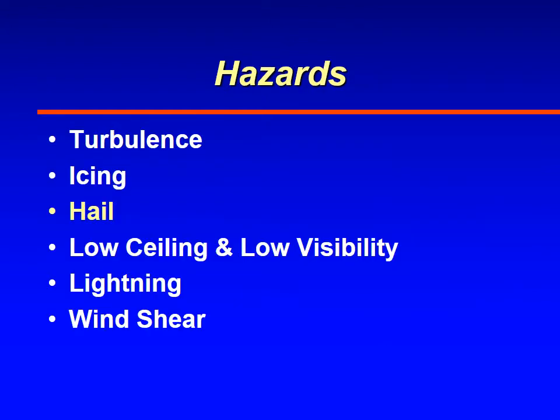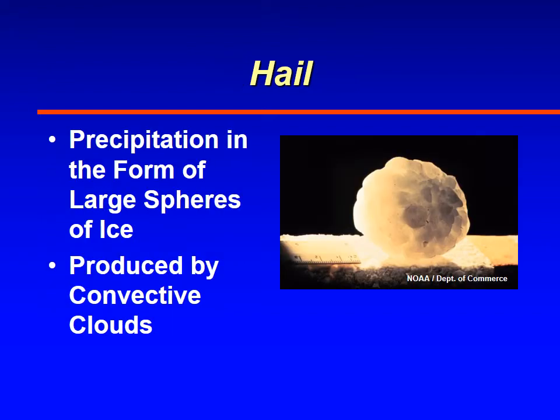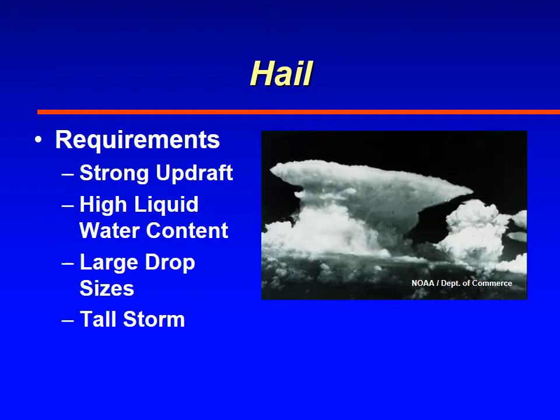Another hazard associated with thunderstorms is hail. It's pretty obvious that hail comes from thunderstorms. And hail is big balls of ice that fall out of thunderstorms. The requirements for hail: you need a very strong updraft to support those large hailstones. High liquid water content to accrete on small ice crystals to get it to grow to larger and larger sizes. And big drops because they have very high collection efficiency. And then a very tall storm provides you a very deep layer for the growth of hailstones.